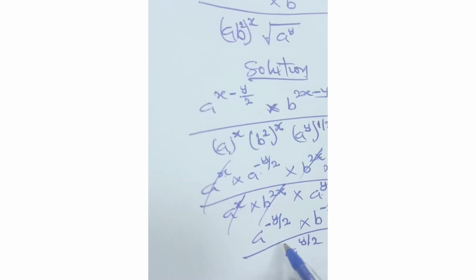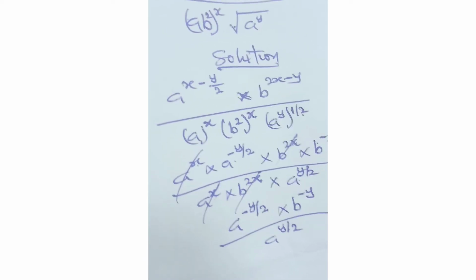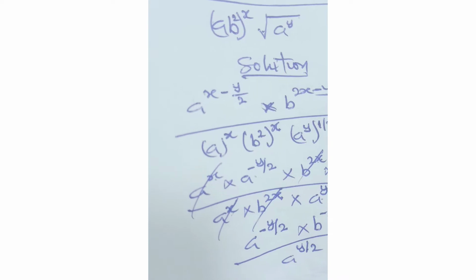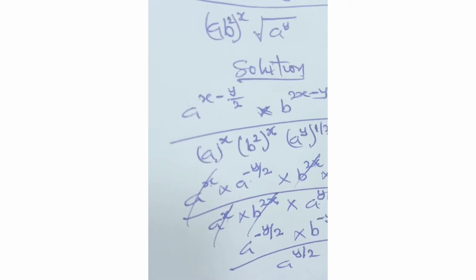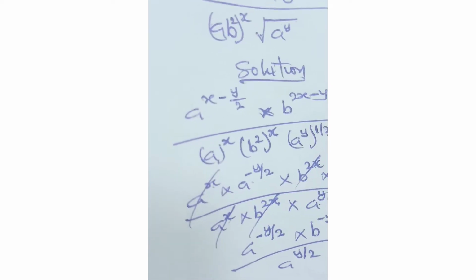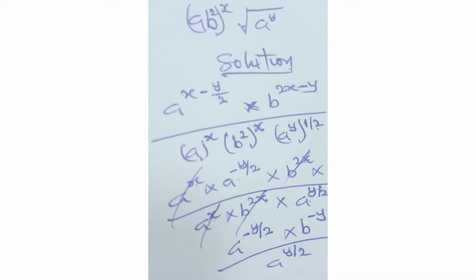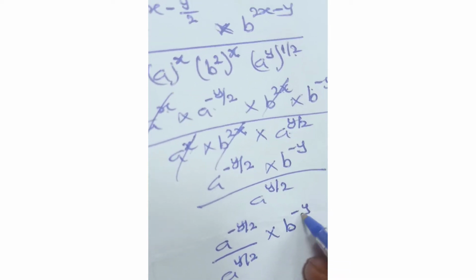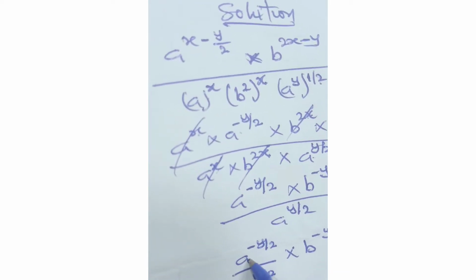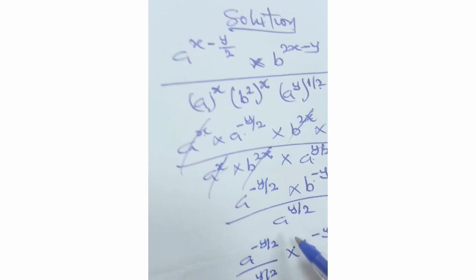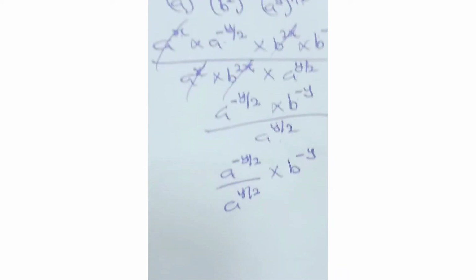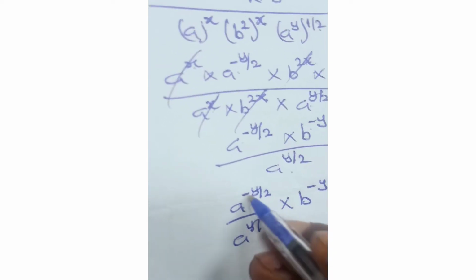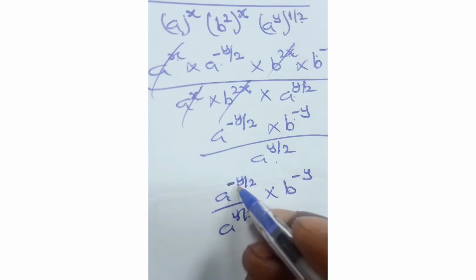Now at this point, this is very simple. We can rewrite this to be a raised to power minus y over 2 over a raised to power y over 2 times b raised to power minus y. If I use this to multiply this, it's still the same thing as this over this. Do you get the point? Now let's continue. At this junction now, you can rewrite this now. Remember, this inverse law of indices.